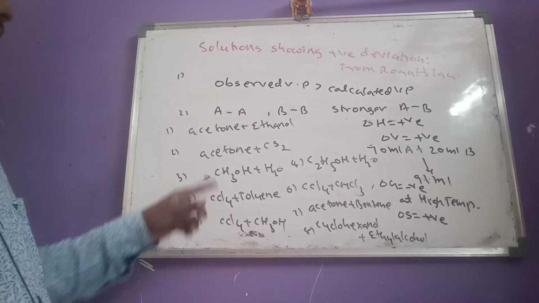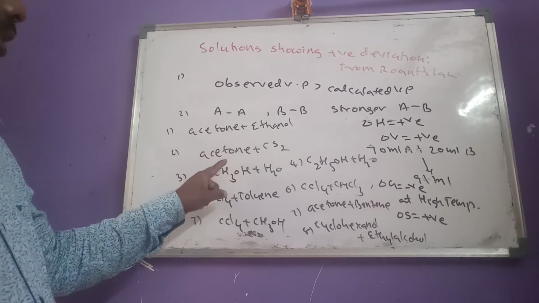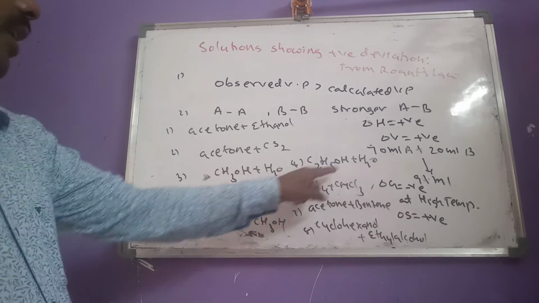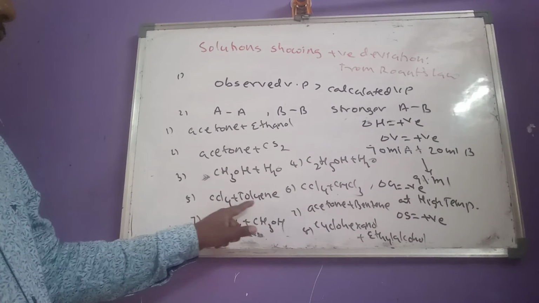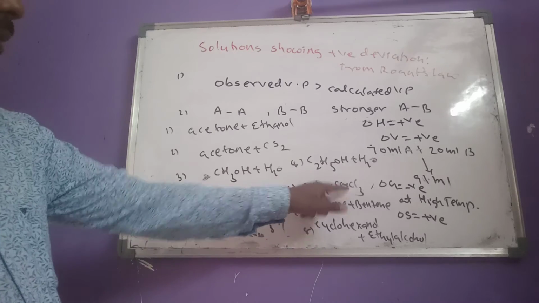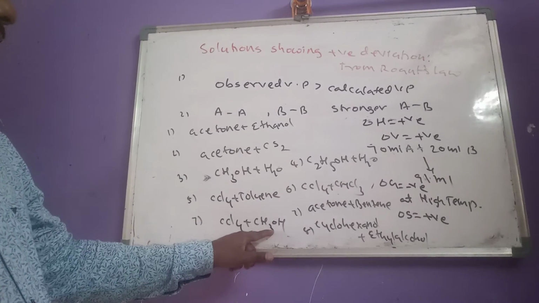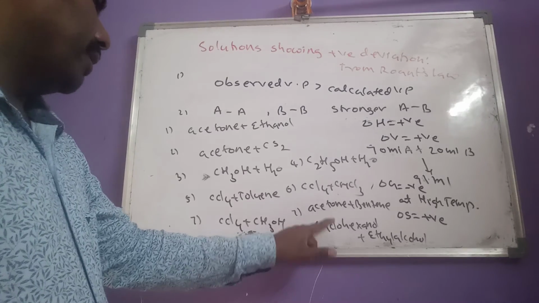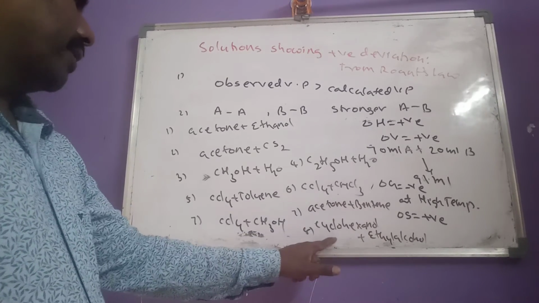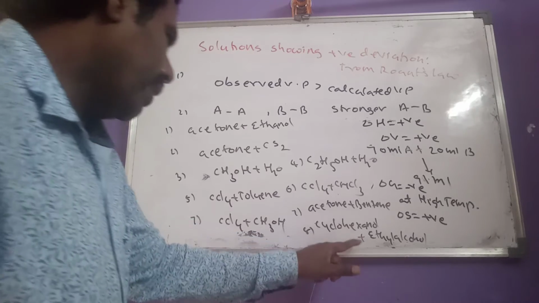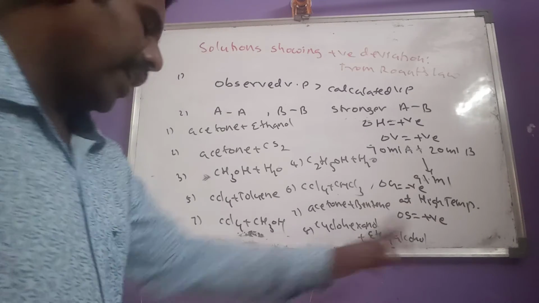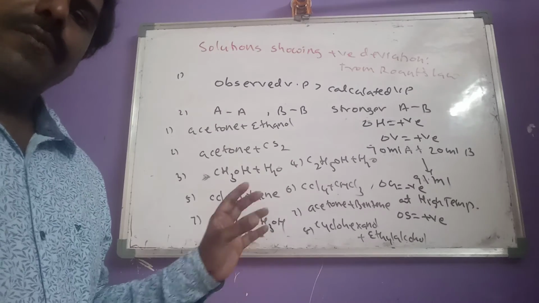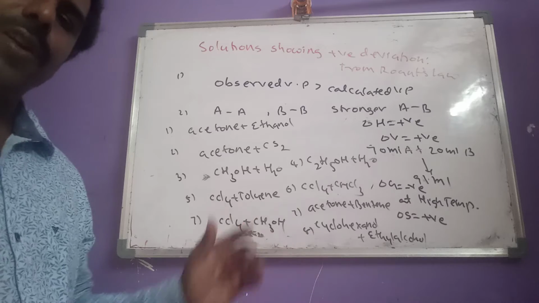So I repeat once again here: acetone plus ethanol, acetone plus CS2, methyl alcohol plus water, ethyl alcohol plus water, CCl4 plus toluene, CCl4 plus chloroform, CCl4 plus methyl alcohol, and another one, acetone plus benzene, and cyclohexane plus ethyl alcohol. So these are the examples of solutions which are showing positive deviation from Raoult's law.